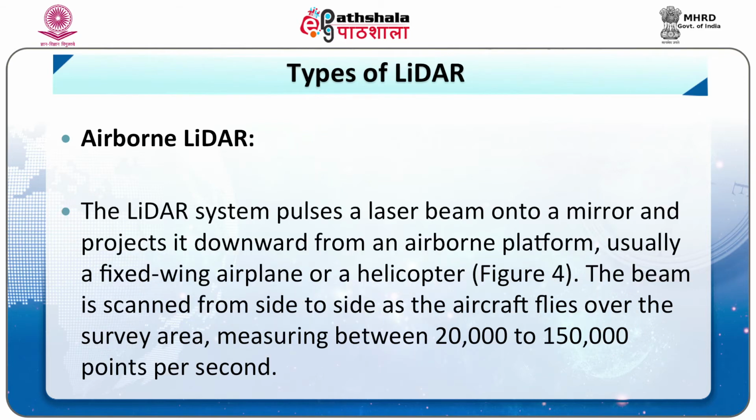The LIDAR system pulses a laser beam onto a mirror and projects it downward from its airborne platform, usually a fixed-wing aeroplane or a helicopter, as shown in figure 4. The beam is scanned from side to side as the aircraft flies over the survey area, measuring between 20,000 to 150,000 points per second.